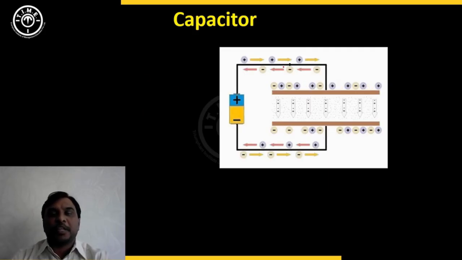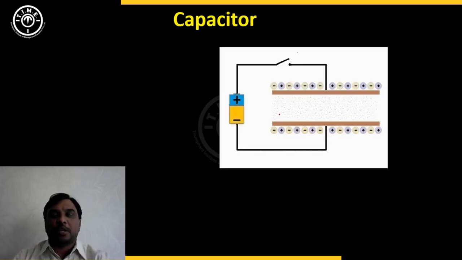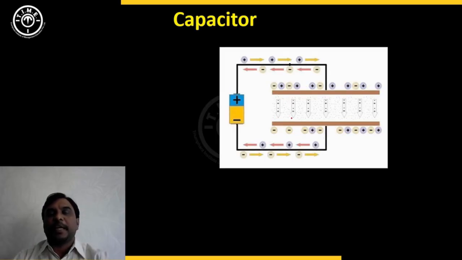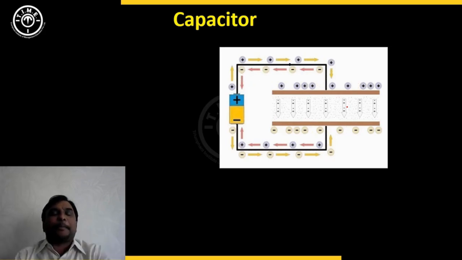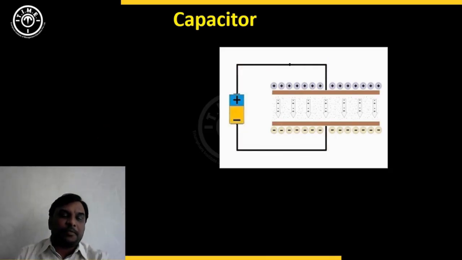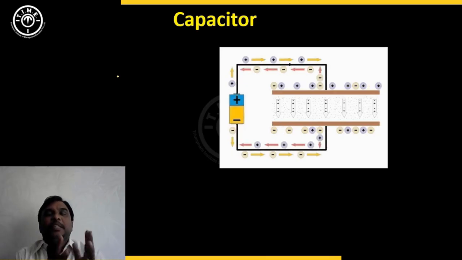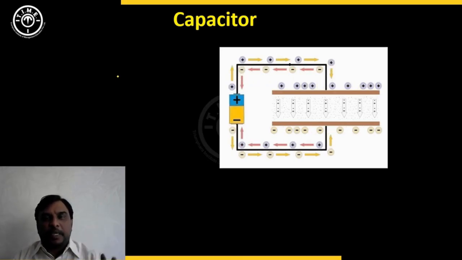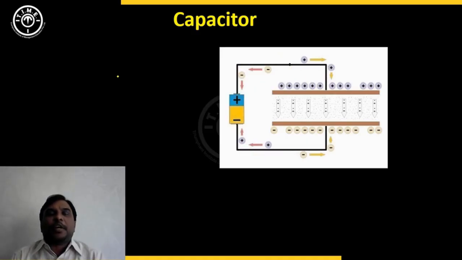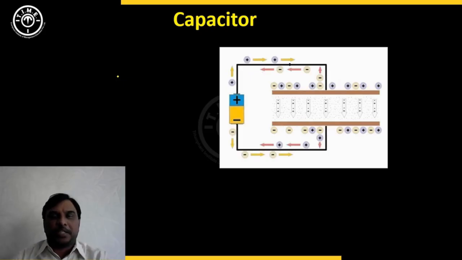Once the key is closed in the diagram, see, the positive terminal of the battery is connected to one plate and the negative terminal is connected to the other plate, so that an electric field will be established between the positive plate and the negative plate. Actually, what is a capacitor? A capacitor is an electrical device which is used to store charge. Why was the capacitor developed? To store charges. Whenever you require charge in a part of the circuit, you can draw it from that capacitor.